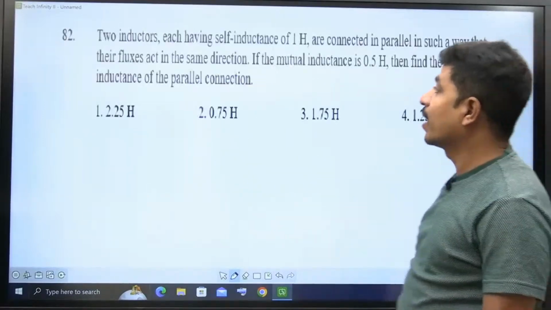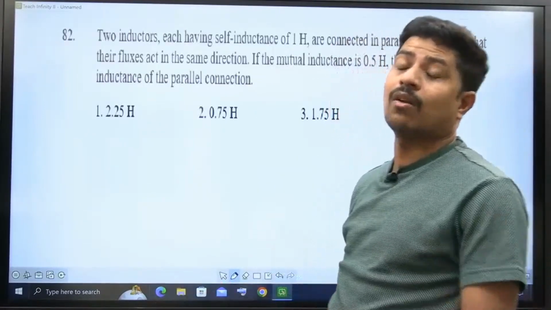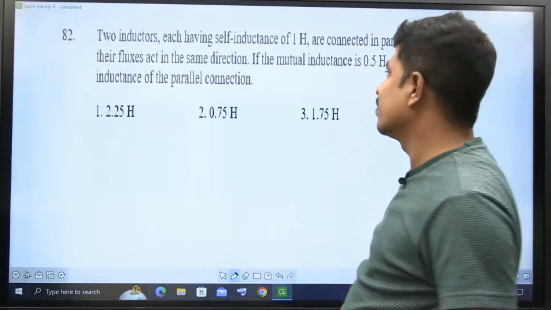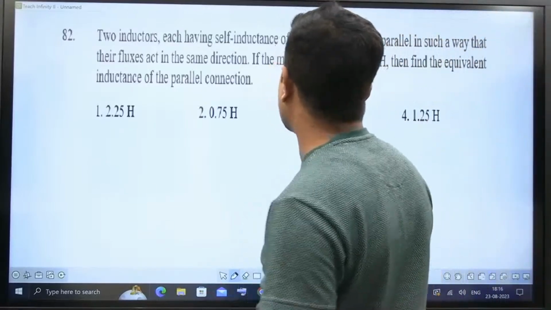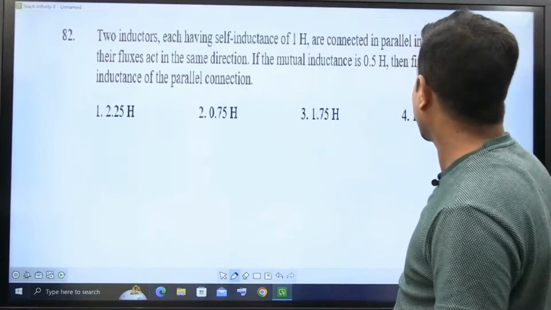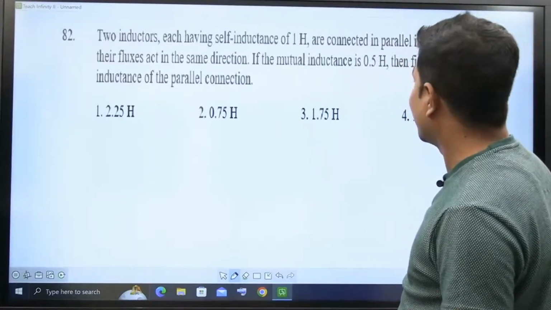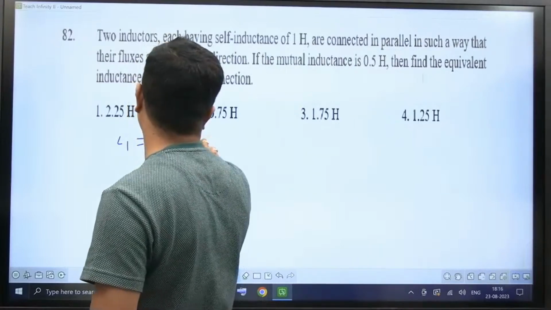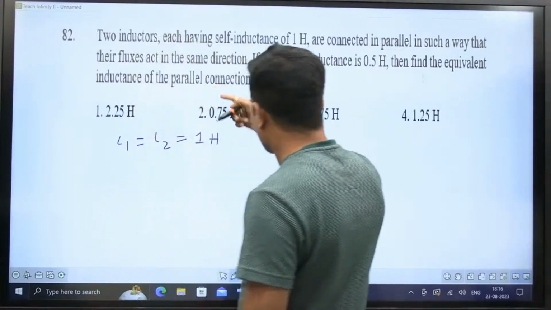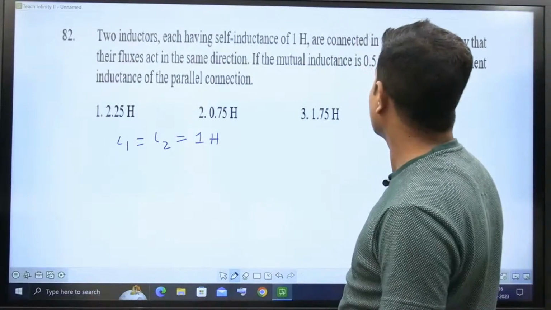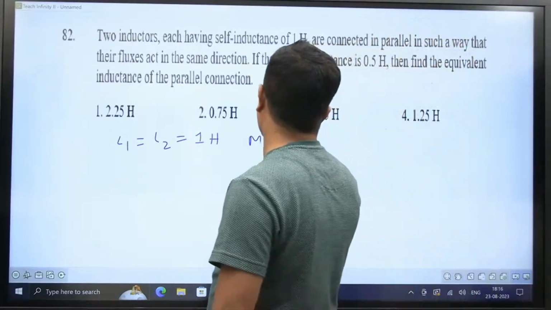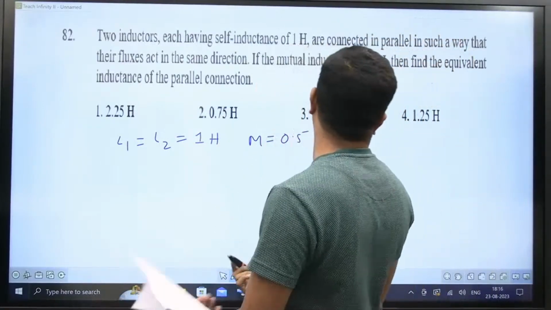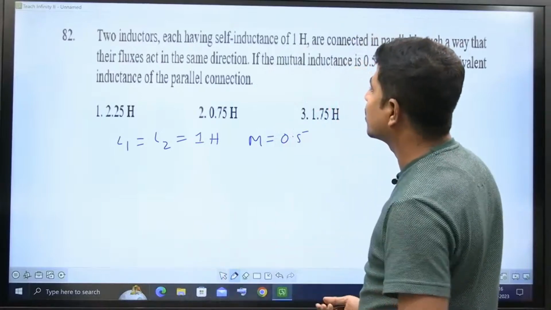Here you see one more question on the concept of self and mutual inductance. Two inductors each having self inductance of 1 Henry are connected in parallel in such a way that both the flux act in the same direction. He's saying that L1 is equal to L2 is equal to 1 Henry, and the mutual inductance M is equal to 0.5. Then find the equivalent inductance of the parallel combination.